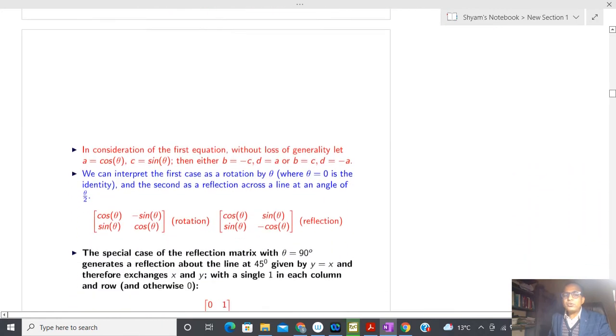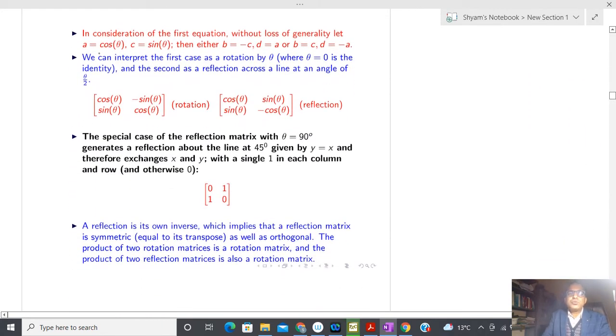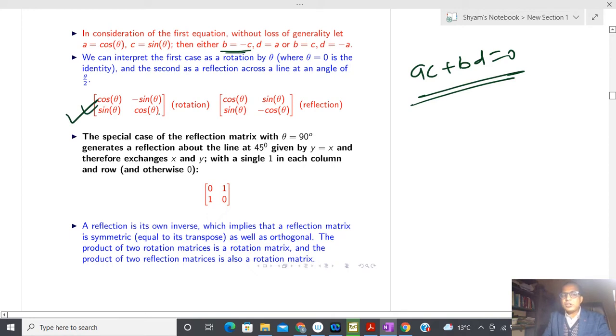If you do that calculation, it is possible to show that a equal to cos theta, if you select c equal to sin theta, and b equal to minus c, or d equal to a, because you have to make sure that ac plus bd also equals 0. For that we use the negative sign here, b equal to minus c or d equal to minus a, so I have two possibilities. So this kind of matrix comes into the picture. In place of a I have substituted cos theta.